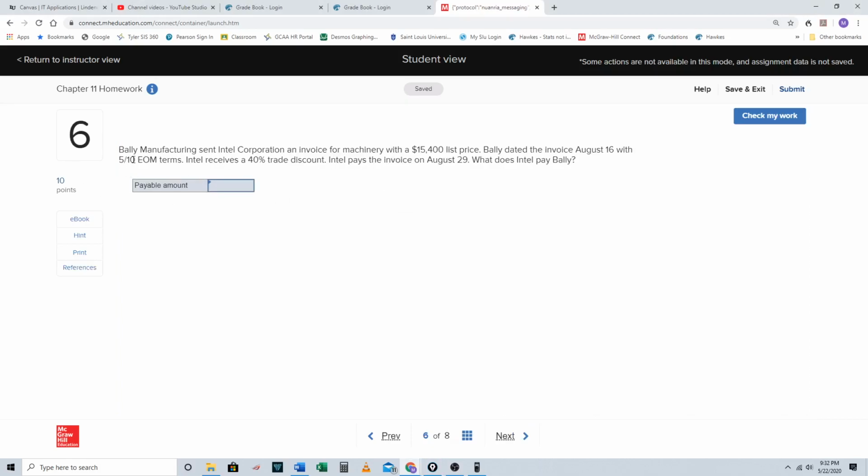All right, again, another what-did-they-pay kind of question. Billy Manufacturing sent Intel Corporation an invoice for machinery with a $15,400 list price, dated August 16th with 5/10 EOM terms, 40% discount, and they pay the invoice on the 29th. If you remember the terminology, end of month means they have to pay before the 10th of the next month to get a 5% discount. Since they paid even before the month was over, they get that 5% discount.